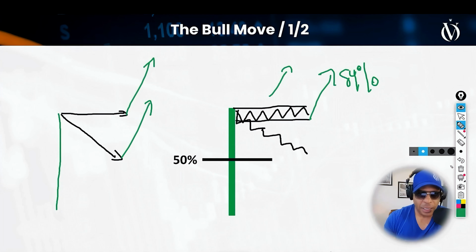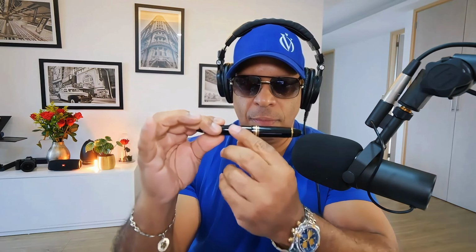So if I were to show you, let's take a look at this, guys, for a second here. I show you this pen. It's horizontal. But it's the same pen if I turn it vertically, right? Vertical or horizontal or at a diagonal.